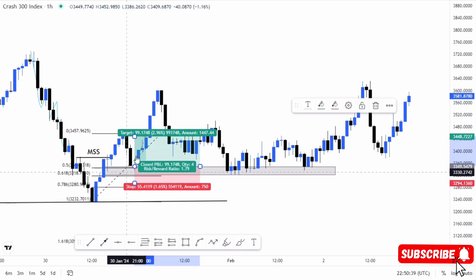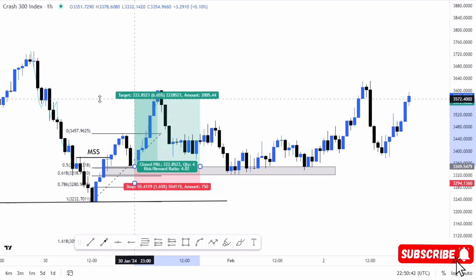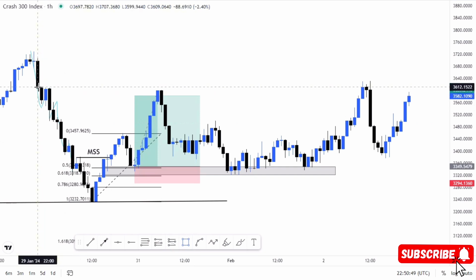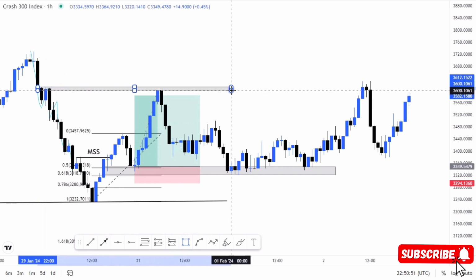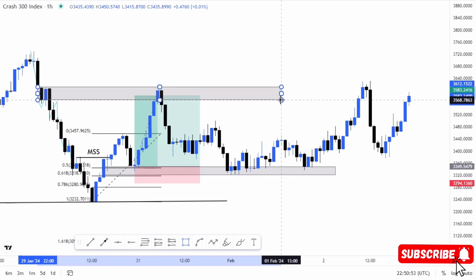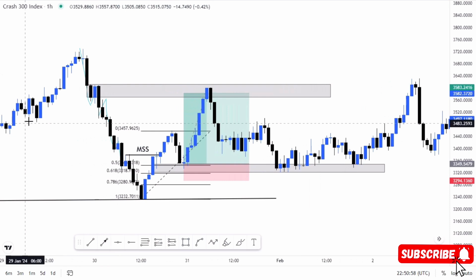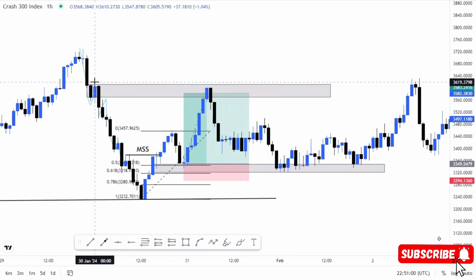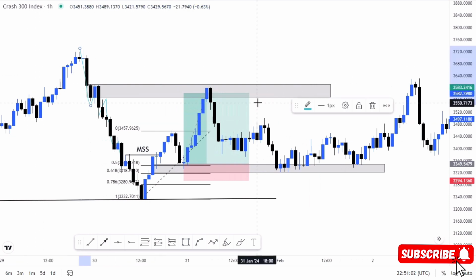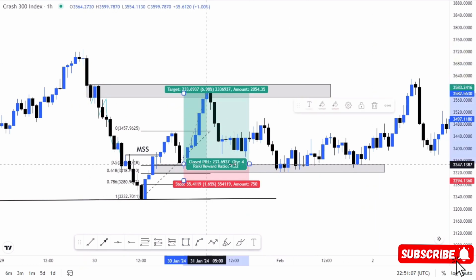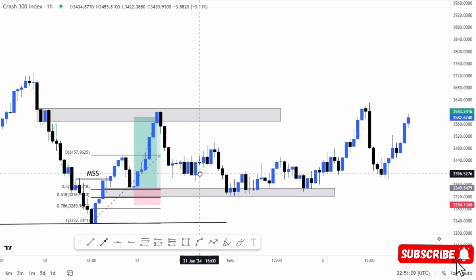Then you can target the next supply zone. In this particular case, here is our supply zone. Let me just mark it out. It's our supply zone because that's the last bearish engulfing candlestick before the market actually dropped to that low. After the break of that market structure area, the market pushed to the downside. So that candle was the cause, and that made it our supply zone.